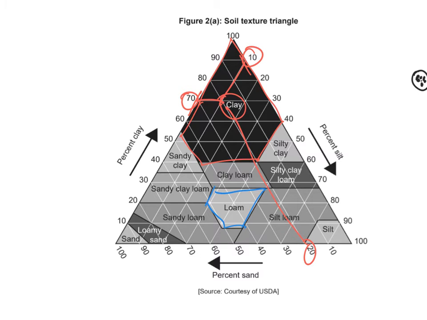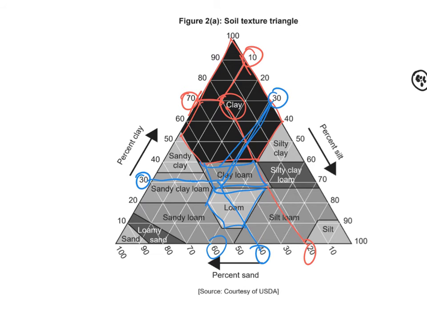So let's do another one. All right. Let's say that we are 30, 30, and 60. Okay, so 30, 30, that puts us, oh, wait. See, that does not work. 30, 30, 60, that does not equal 100. So let's say 30, 30, 40. Okay, so 30, 30, 40. Okay, we are in the clay loam box.